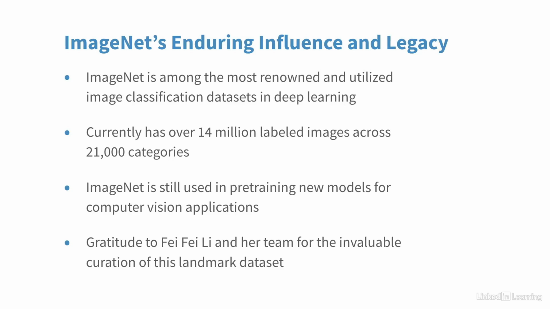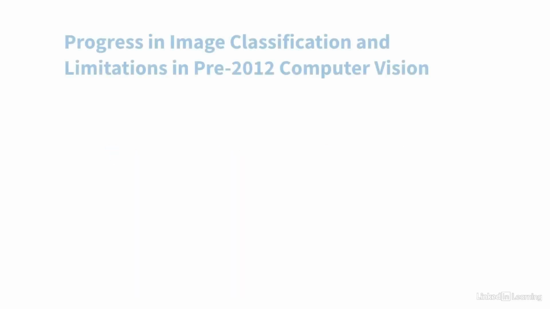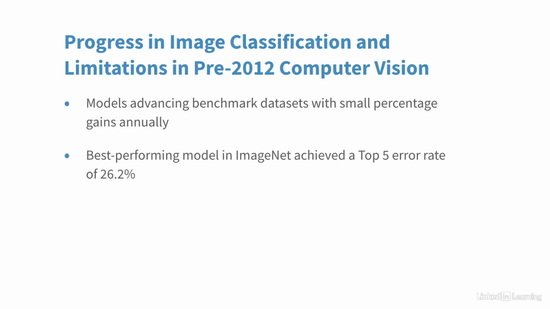curating this landmark dataset. In 2012, a revolution took place that has shaken the tech world and has undoubtedly changed the way humans interact with technology forever. That revolution is the deep learning revolution. Up until 2012, computer vision researchers were making slow yet steady progress in object recognition in images. Models were improving on benchmark datasets, but only by a small percentage point every year. The best performing model in ImageNet at the time had achieved a top 5 error rate of 26.2%.